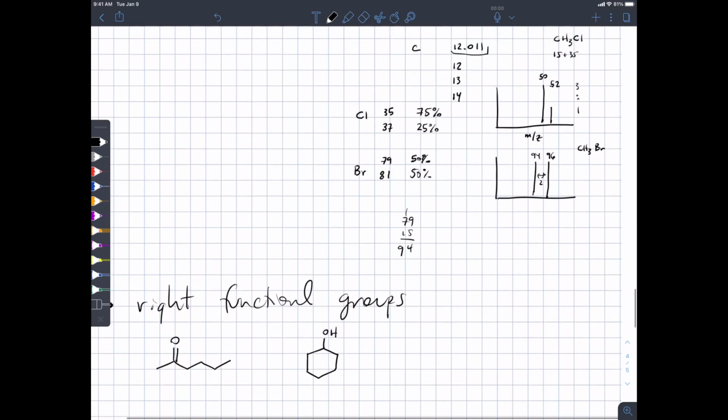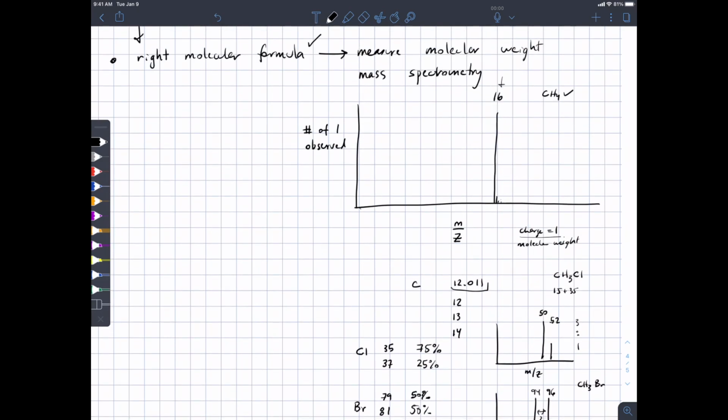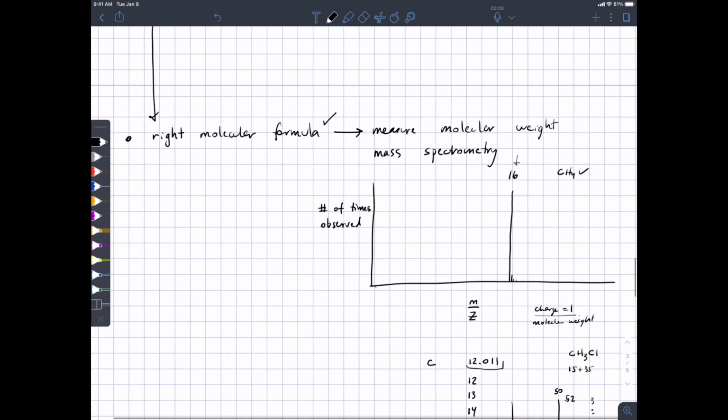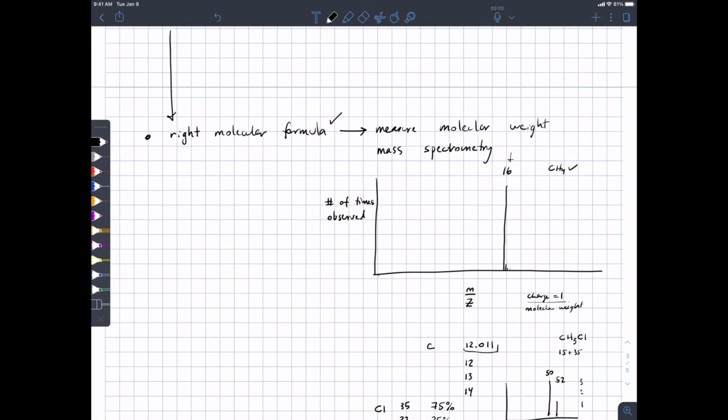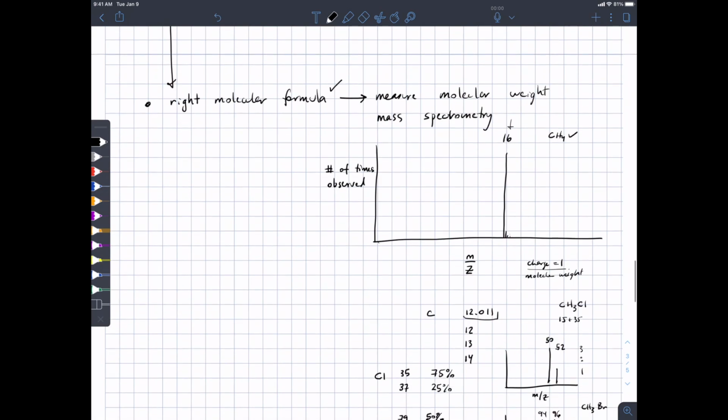Is the y-axis number of times observed, number of observations? Yeah, sorry about that. Number of times a particular molecule was observed by the detector.